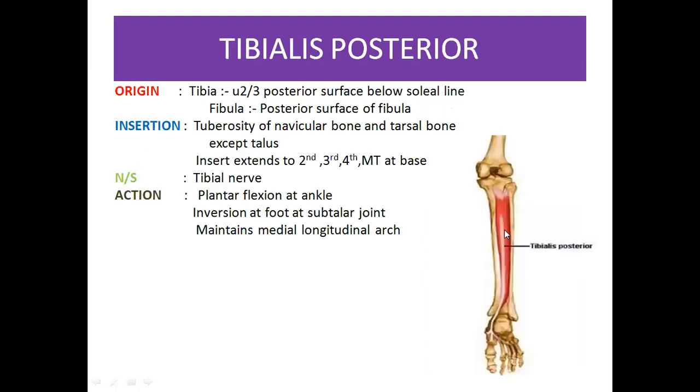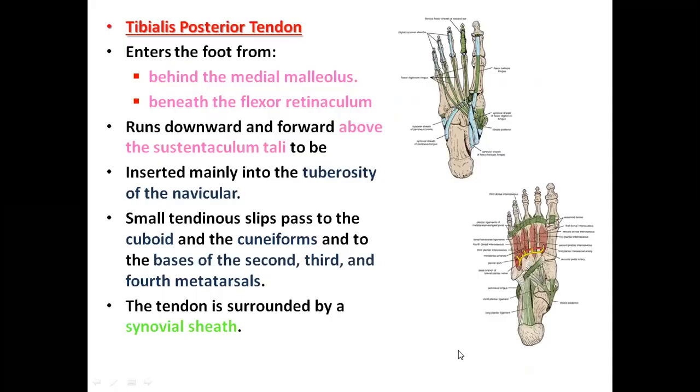So tibialis posterior. This muscle you also study in the posterior compartment of the leg. Origin is tibia, the posterior surface below the soleal line and also posterior surface of fibula. Insertion is tuberosity of navicular bone, and tarsal bones, all tarsals except talus. So insertion is extending to second, third and fourth metatarsals at base. Nerve supply is tibial nerve, action is plantar flexion at ankle. It helps in inversion of foot at subtalar joint and maintains the medial longitudinal arch.